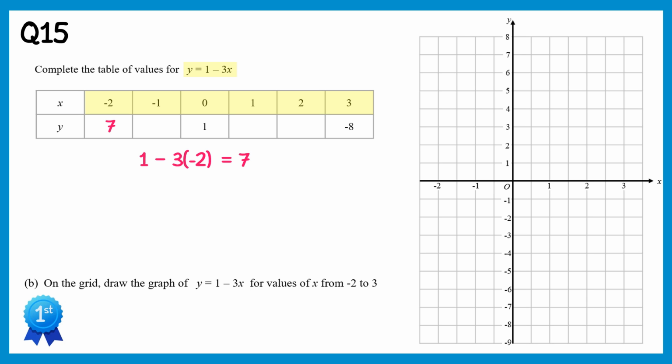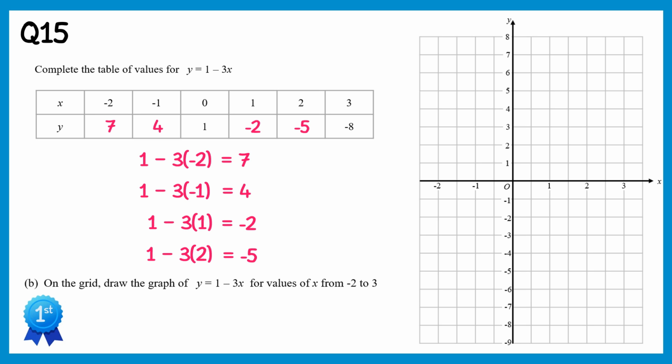Then we can repeat this, but with negative 1, so we're going to do 1 take away 3 lots of negative 1, which gives you 4. Then they've already done 0 for us, so we can move on to 1, so 1 take away 3 lots of 1, which gives you negative 2. And finally, 1 take away 3 lots of 2 gives you negative 5. So we've completed the table.